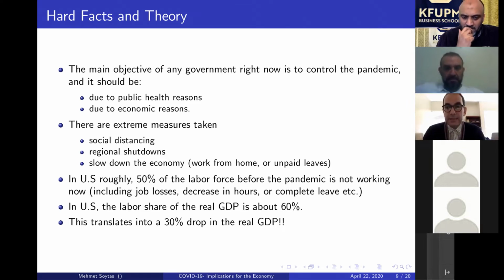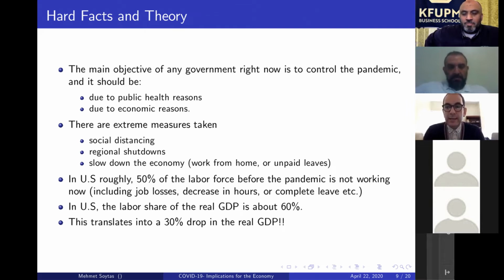So let's make some back of the envelope calculations with the US data again. So say roughly with the numbers that I have presented to you in the unemployment benefit applications, we can infer at least from those numbers, roughly 50% of the labor force right now is not working in the US. That includes job losses, decrease in labor hours, or complete leaves or partial leaves. So 50% sitting at home and not producing anything to the economy.